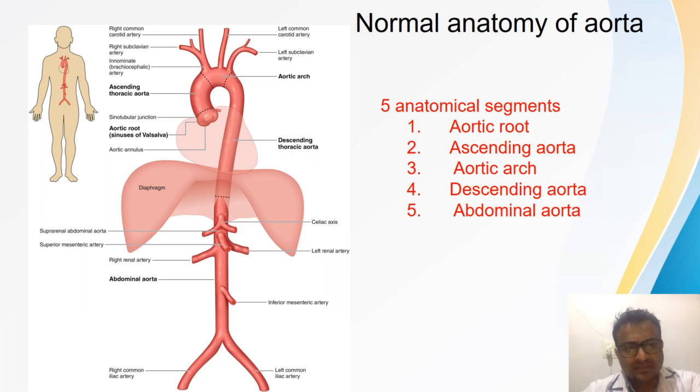The aortic arch starts from the beginning of the innominate artery and extends up to the beginning of the left subclavian artery. The fourth part is the descending thoracic aorta, which extends from the beginning of the left subclavian artery to the diaphragm level. The fifth part is the abdominal aorta, which starts from the diaphragm level and extends up to the bifurcation of the aorta.